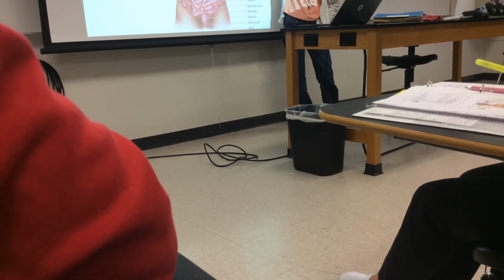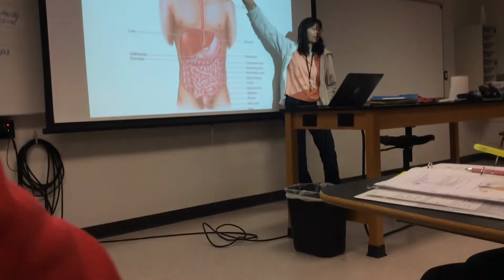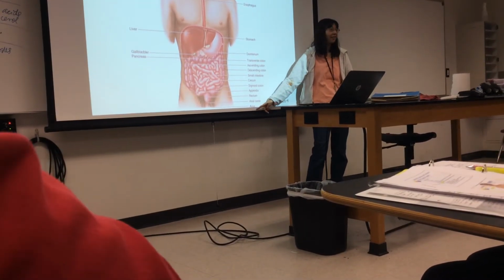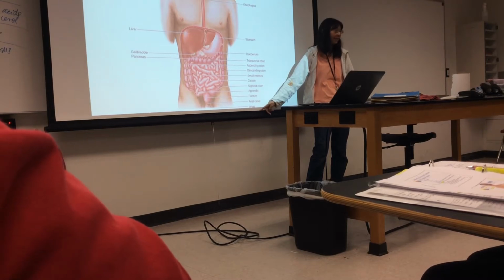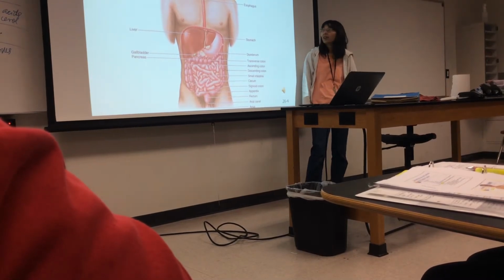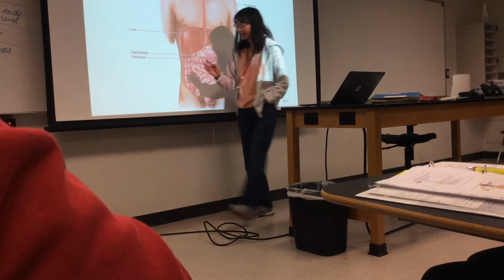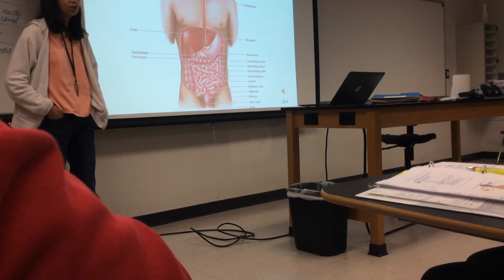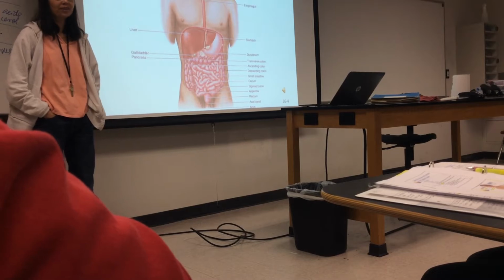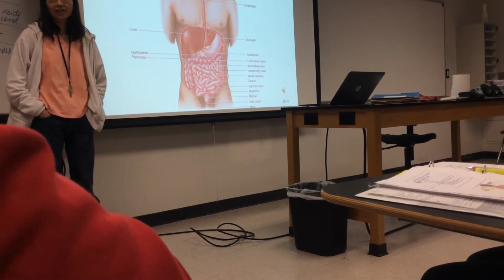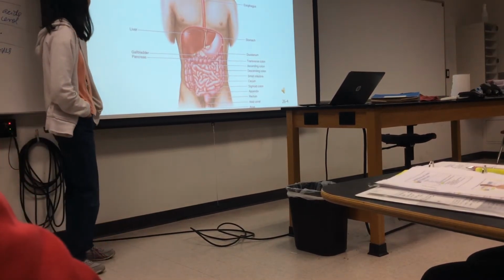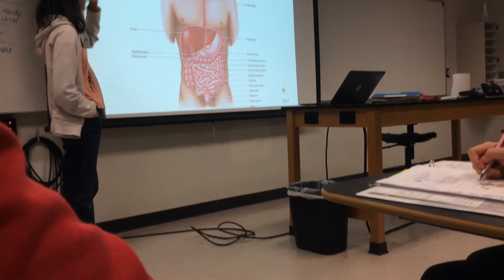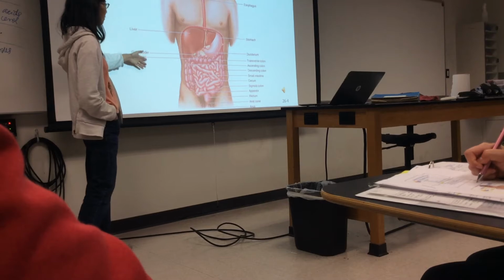Tube starting up at the top with the mouth, running all the way to the other end, which is the anus. Agree? The accessory organs on this side, are they anywhere in this tube? Is it part of the tube? Negative, but it helps. Agree? It helps. So the salivary gland, the teeth, the tongue, liver, gallbladder, pancreas.